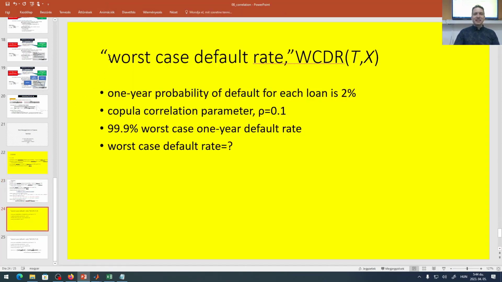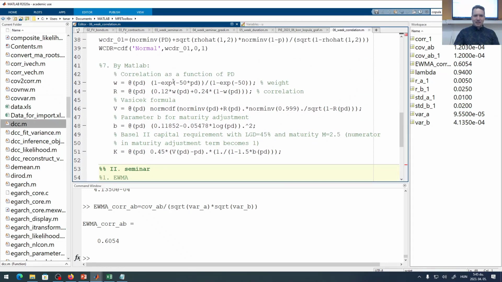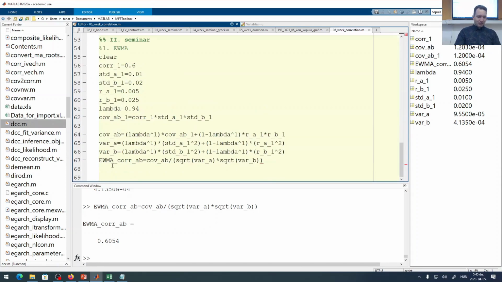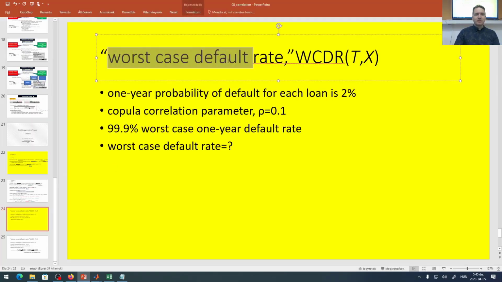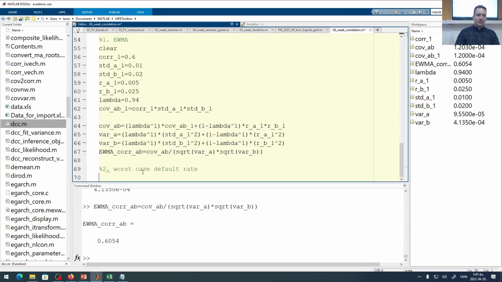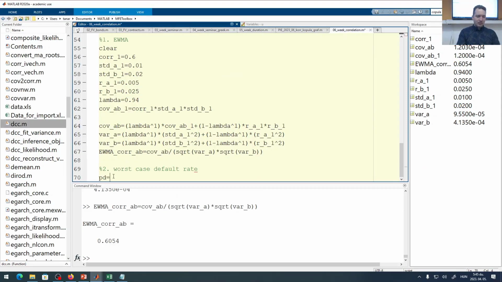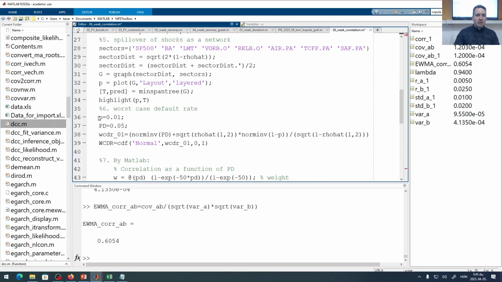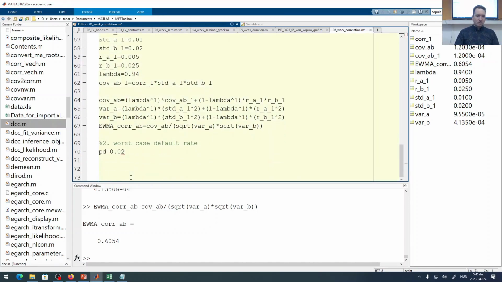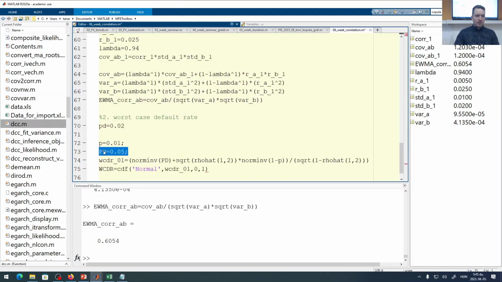Necessary then. Next thing, worst case default rate VCDR in T and X, which is also funny that here in this description there is no time as well. So 1 year probability of default for each loan is 2%. I think that I will be lazy and copy this one here, so it's 2%.